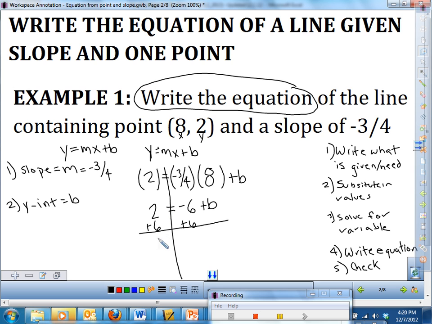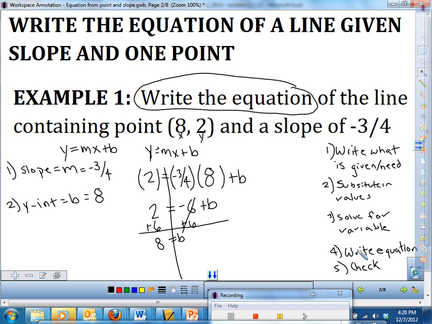2 plus 6 is 8. Negative 6 plus 6 is 0. This cancels. And I'm going to bring down my b. So 8 equals b. Now I can fill that in over here about what I need. I know that b, or the y-intercept, is equal to 8. That is what we mean by substitute values and solve for our variable b.